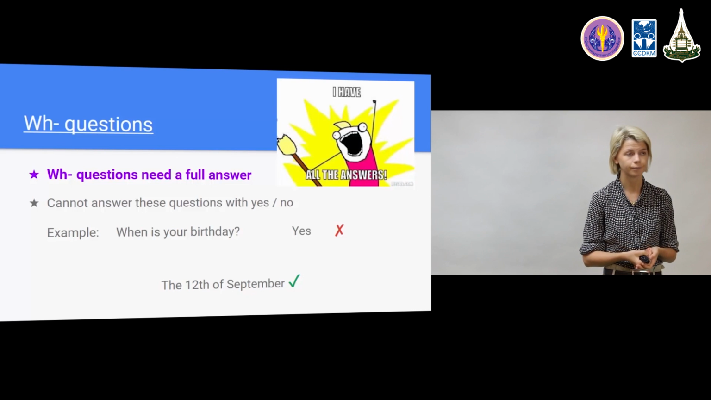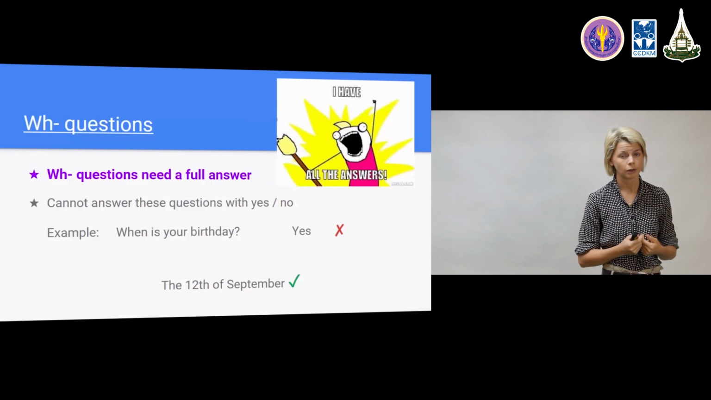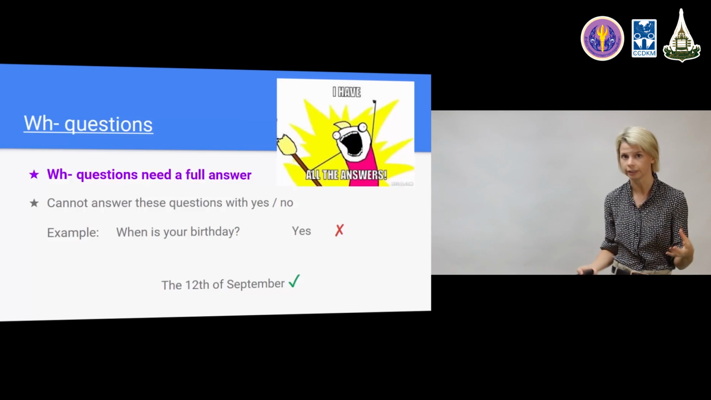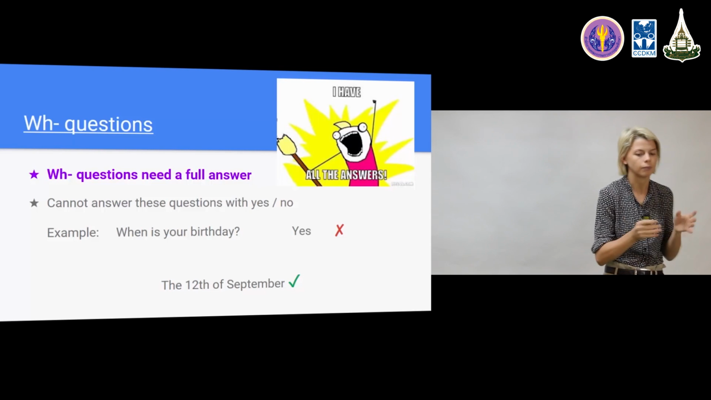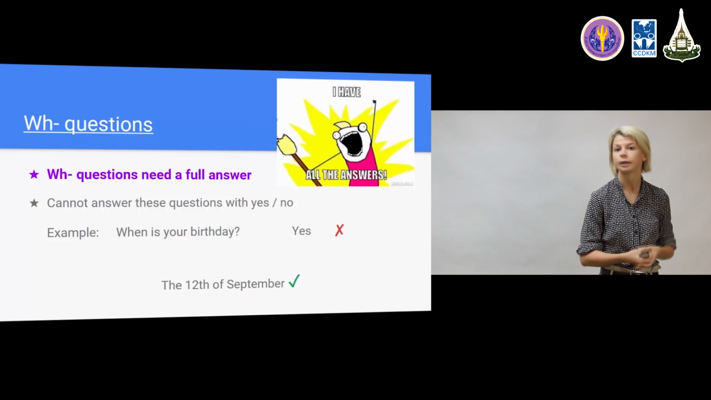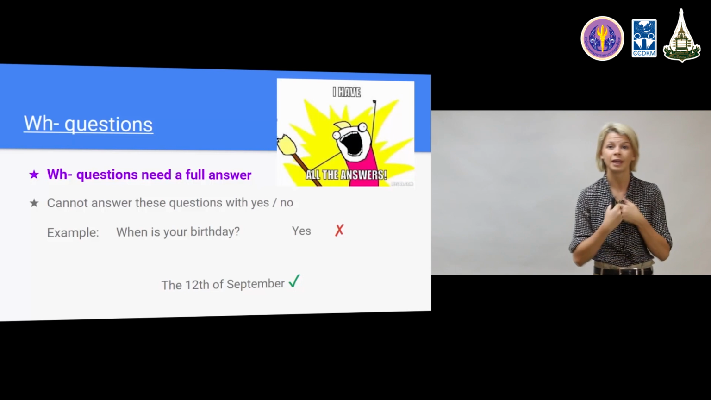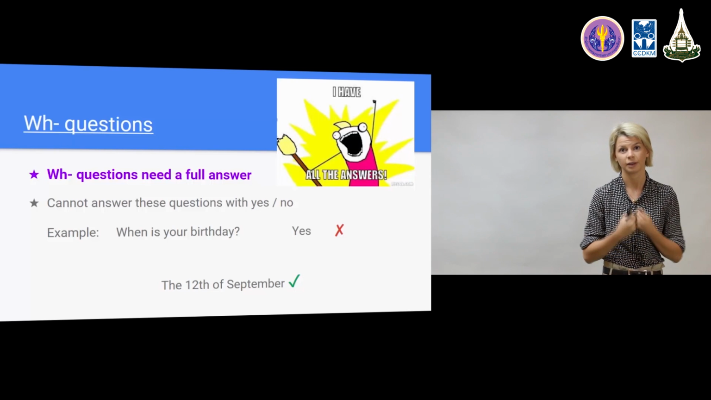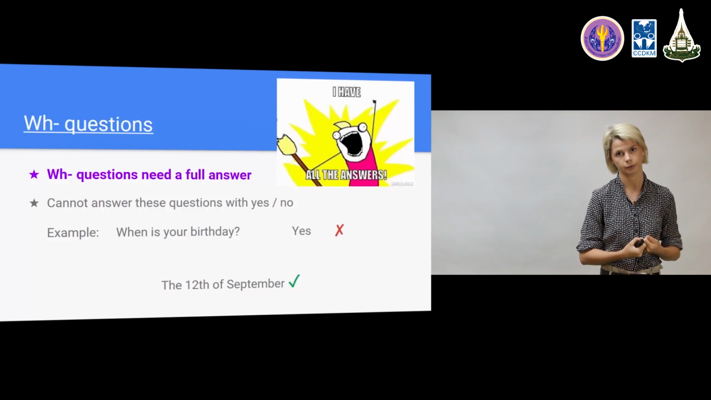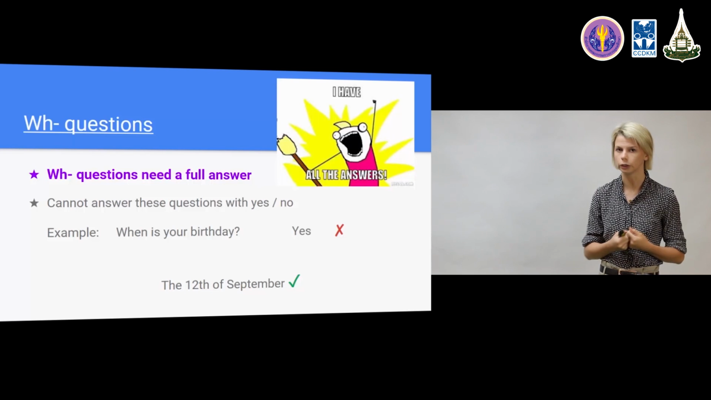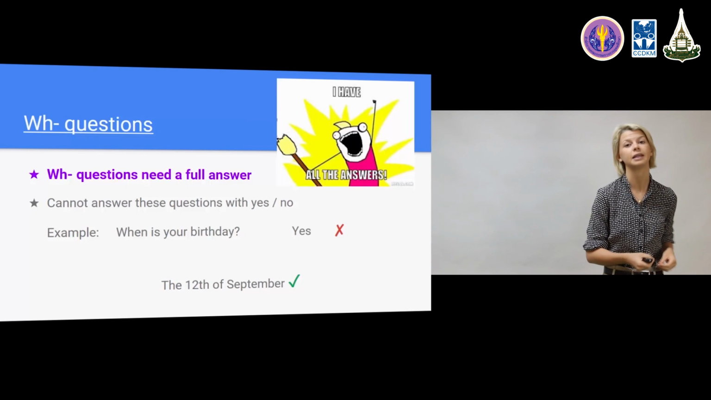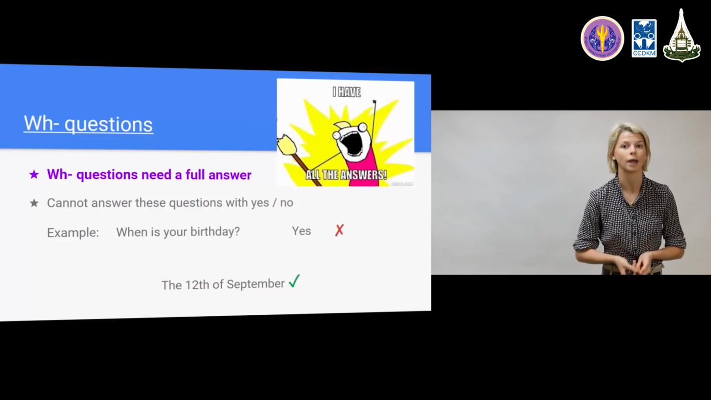When is your birthday? The 12th of September. It's a simple short answer. We don't need a big long sentence. We don't need to say, my birthday is the 12th of September. It's too long. You don't need that. It's too many repeats, repeating a lot of information. So you just give the answer that the question wants. The information, when, the time, the 12th of September. So remember, you don't need a full long sentence, but you must give the information that the question wants.